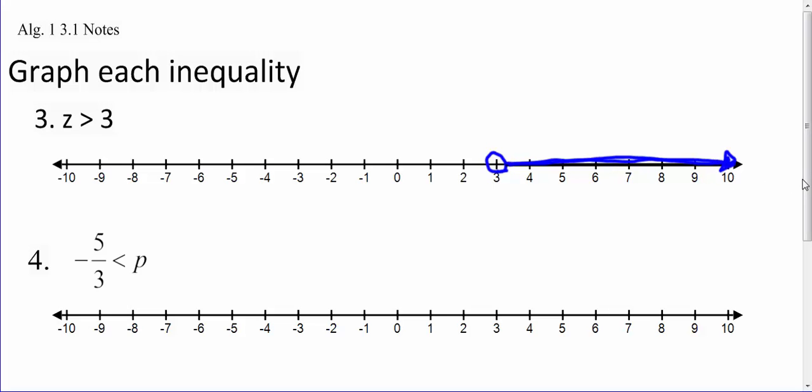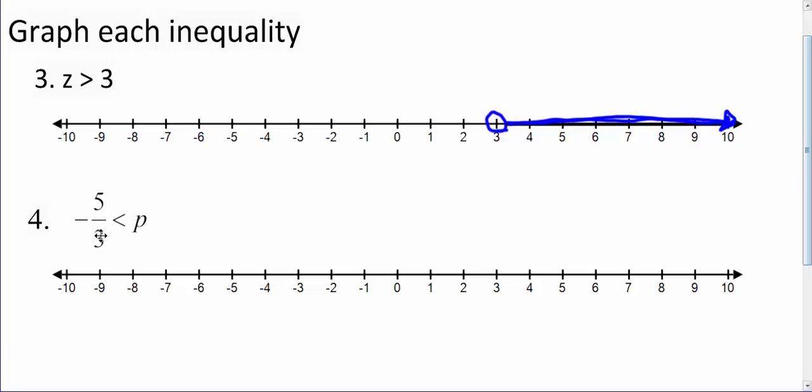Alright, let's take a look at the next one. Negative 5/3 is less than p. Now we're used to seeing the variable on the left, so it might be wise to go ahead and switch that and make it say p is greater than negative 5/3. I basically just flipped the inequality around.